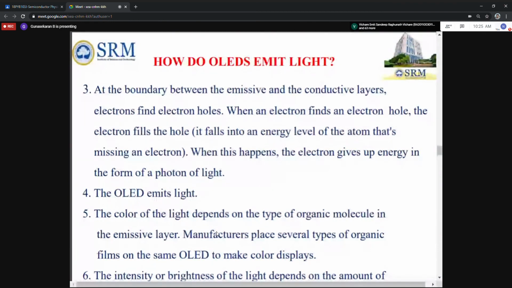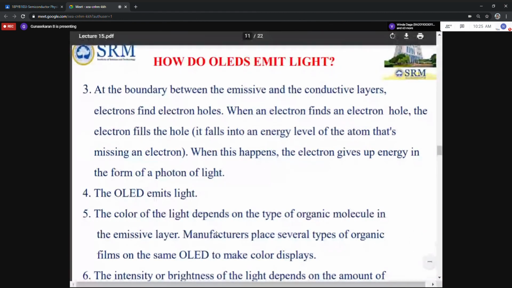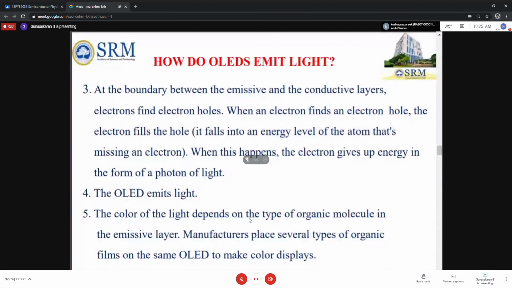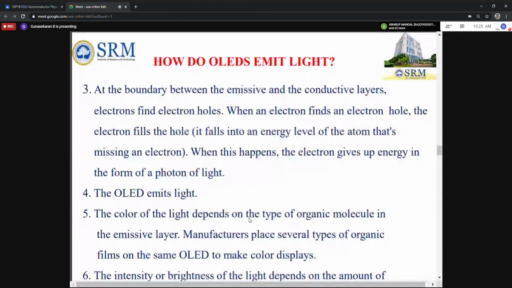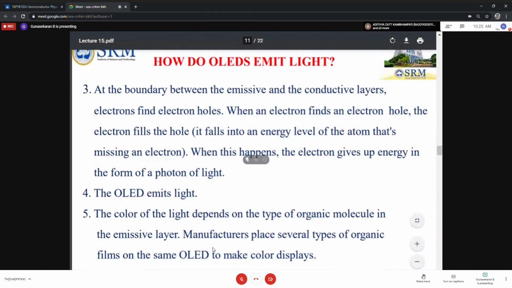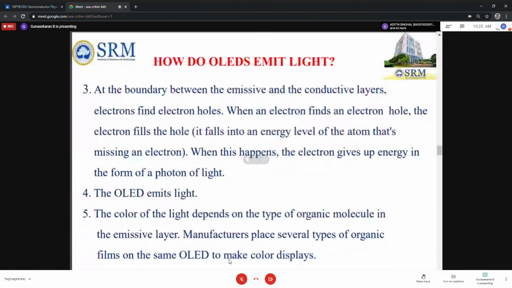What about here? The electron hole recombination takes place and they emit the light radiation. Everything is okay, but what about the color? That purely depends upon the chemical, what type of organic molecules you take into the MC layer. The color of the light purely depends upon the type of organic molecules in the MC layer. The manufacturers place several types of organic layers, and you get different color combinations.